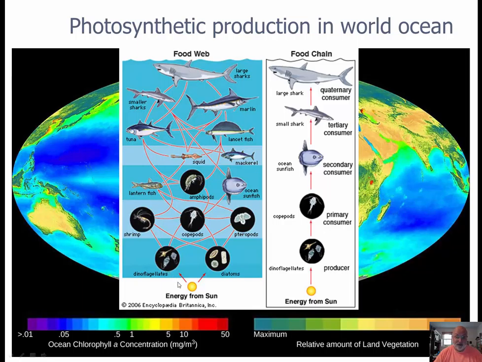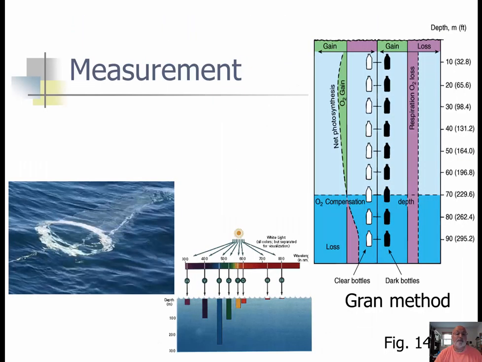So that's the food chain. Looking at one of these, the food web is a much better representation of an entire marine or terrestrial environment. Measurement: how do we actually measure photosynthesis or chlorophyll and plankton?